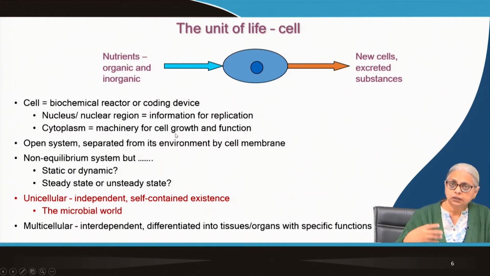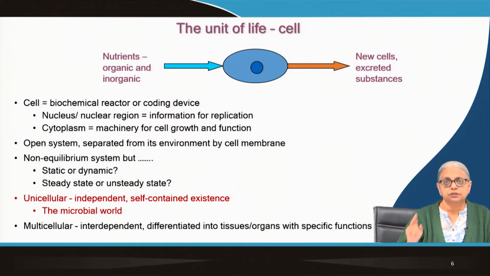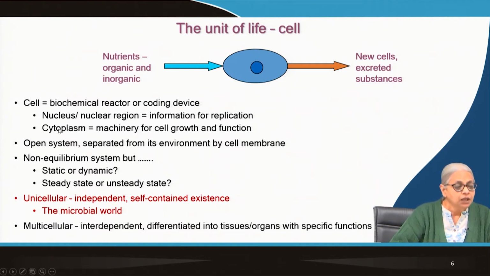So all the compounds that are required for the processes of growth and reproduction. Remember the biological objectives. Every organism has only 2 objectives. One is to grow and survive, and the second is to reproduce. So these are the 2 major objectives from a biological standpoint. So cytoplasm is where you have all the compounds for cell growth and function.